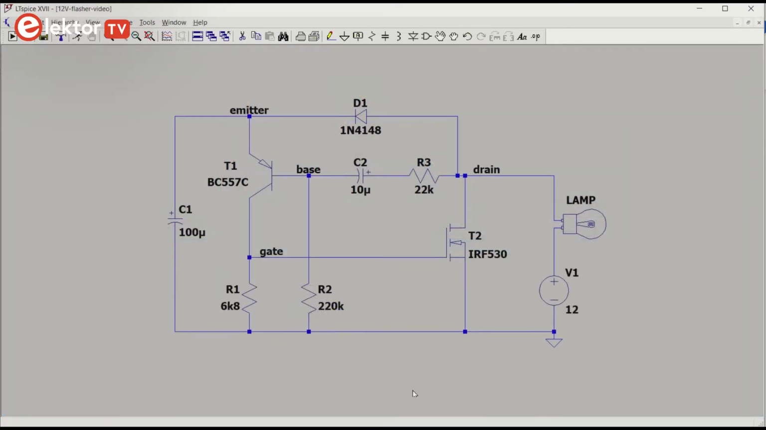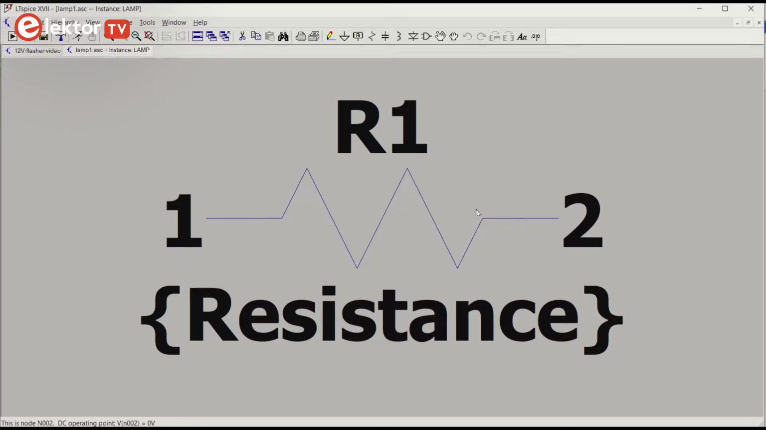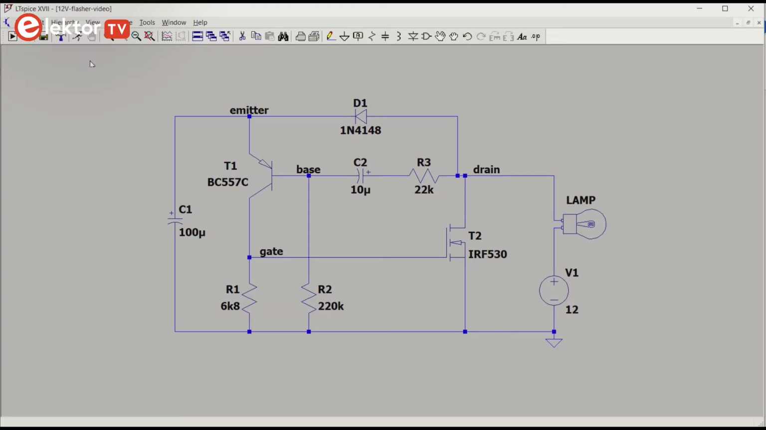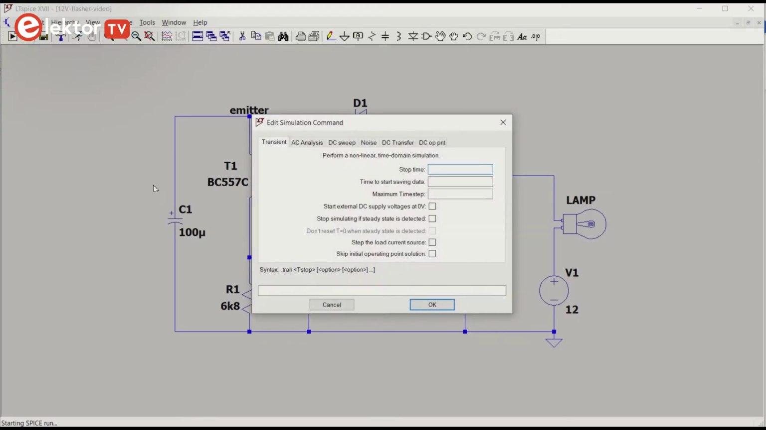Here is the circuit in LTspice. The lamp symbol is nothing more than a 10 ohms resistor drawn as a light bulb. To understand how the circuit works, it is best to start with the power off, when all the capacitors are discharged and the transistors are blocking. In LTspice you do this by checking the option Start External DC Supply Voltages at 0 volts.